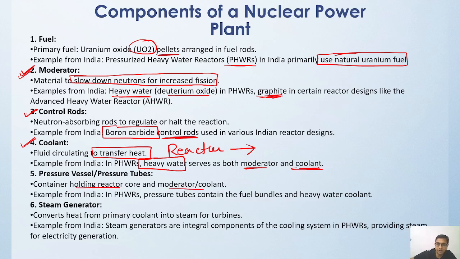We have a pressure vessel where we put fuel bundles and fuel rods. Then there is the steam generator, which converts heat from the primary coolant into steam for the turbine. The heat coming from the primary coolant, that is heavy water, gets converted into steam for the turbine, and this turbine will drive the generator. This is how the whole process works.